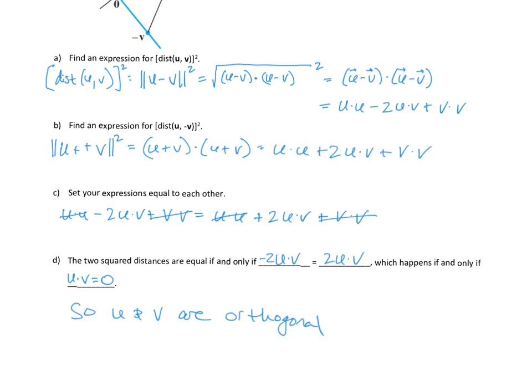So what we did was a little proof, right? We said, okay, if the distance from u to v and u to the opposite of v are the same, that is enough to prove that u and v are orthogonal.